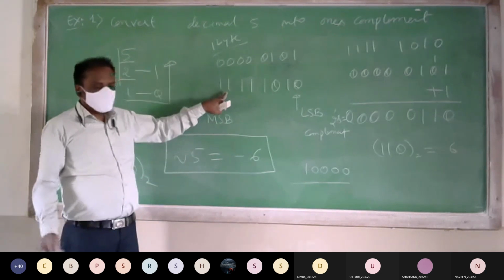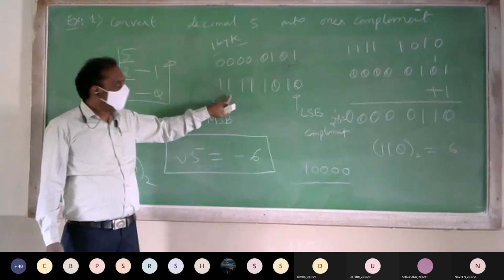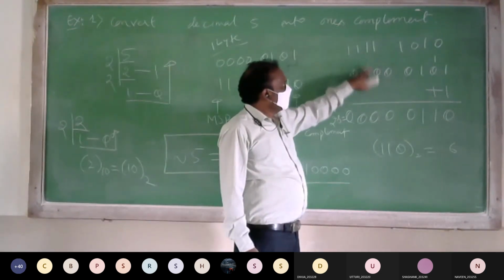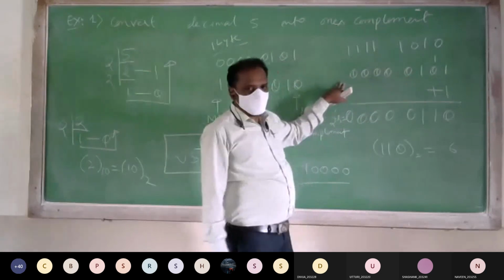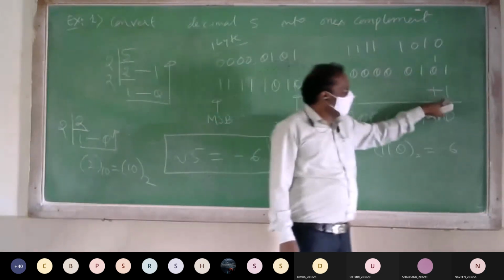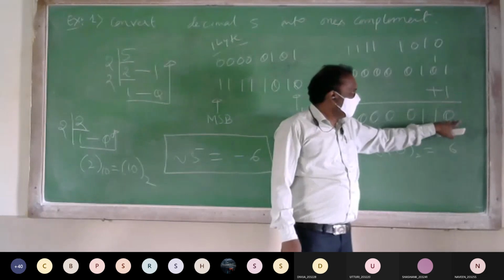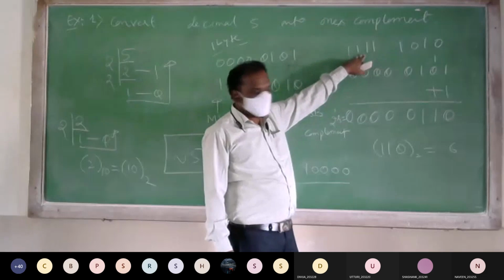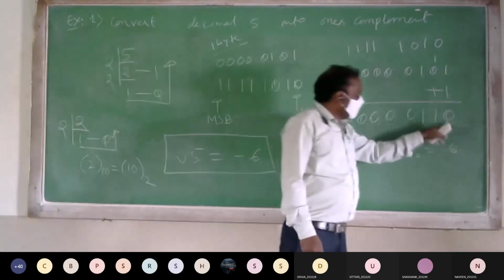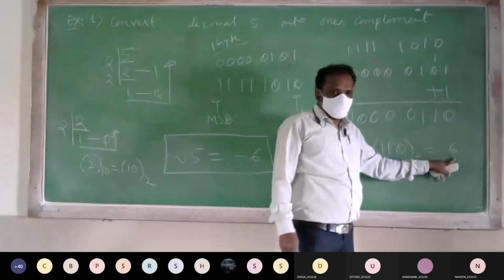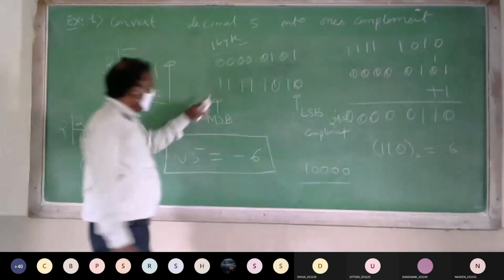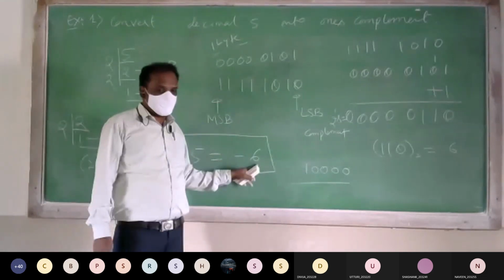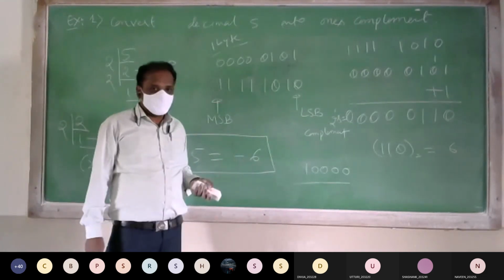But negative numbers in computers are stored as 2's complement. But what is 2's complement? This is the negative number I am writing as it is. So convert 1s into 0s, 0s into 1s. This is 1's complement. To get 2's complement, again add 1. Whatever result you get is nothing but the 2's complement of this number. The 2's complement is 5. But since from here I come to know that it is a negative number, I will add minus: minus 5.